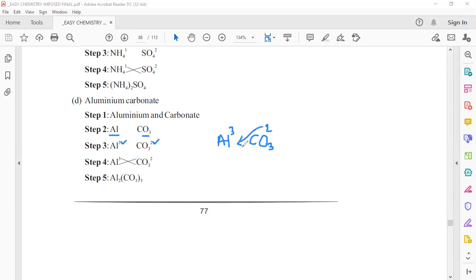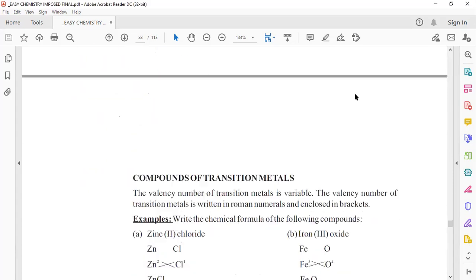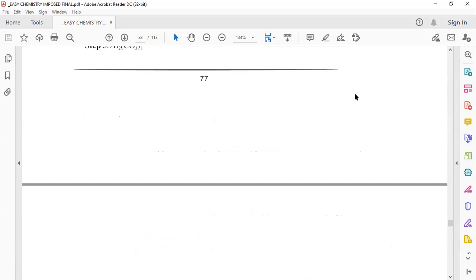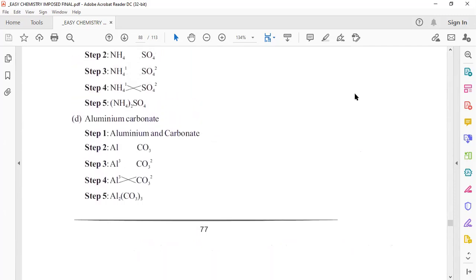So this number is going to an element, so there's no need to put aluminium in brackets. So it's just going to be Al2. Then a 3 is going to a radical when you interchange, so definitely a radical should be in brackets. Then you have (CO3)3. So that is called aluminium carbonate. That is how we write the chemical formulas involving radicals.